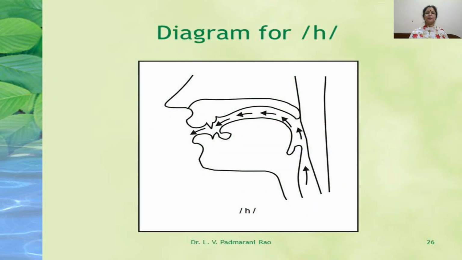The diagrammatic representation of h will be as following. As you could see in the diagram, the soft palate is raised to shut off the nasal passage of air. The air that is coming out from the glottis, which is an opening between the two vocal cords in the voice box, comes out with audible friction. As the vocal cords are wide apart, it's a voiceless sound. So h, as in hat, is a voiceless glottal fricative.